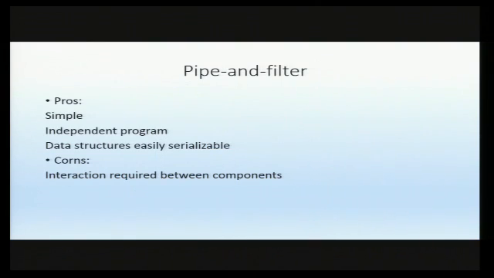So the pipeline filter's advantages are that it is simple, you can use independent programs, and the data structure is easily serialized. The disadvantage is that interactions are required between components. This architecture is easy to program, but if your architecture is complex, it may be hard to carry out.